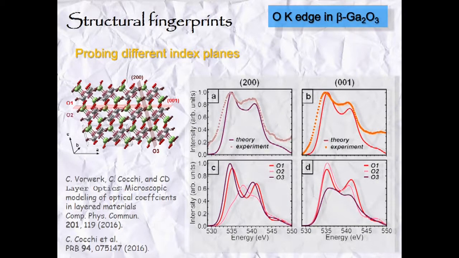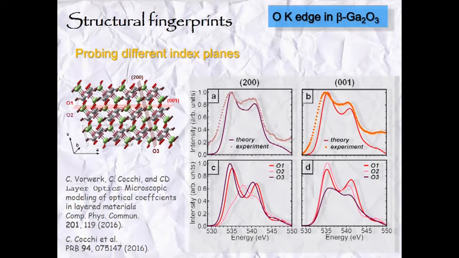Surprisingly, for the 200 plane, we see that these two main peaks come from oxygen 1 and oxygen 3, and this back here, this camelback, comes from oxygen 2. Whereas for the 001, it's the opposite. We have the two peaks here formed by oxygen 1 and oxygen 2, and the oxygen 3 is different.